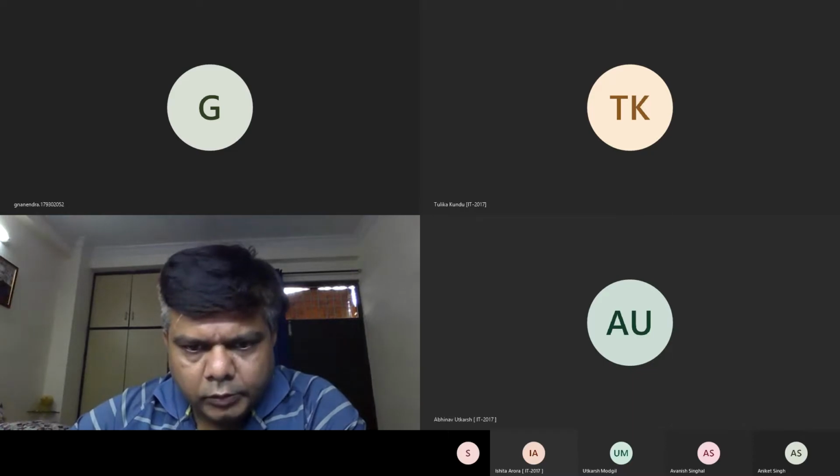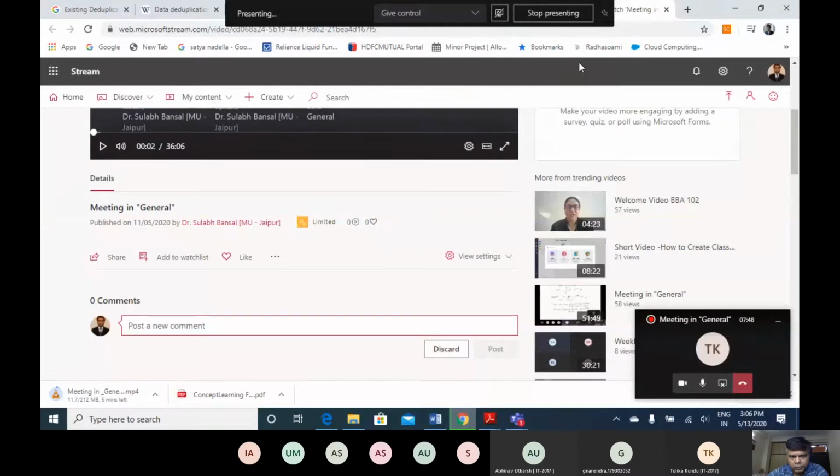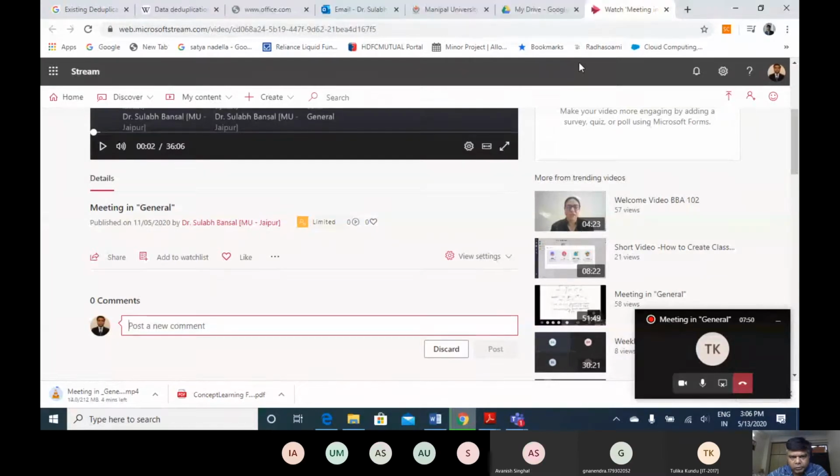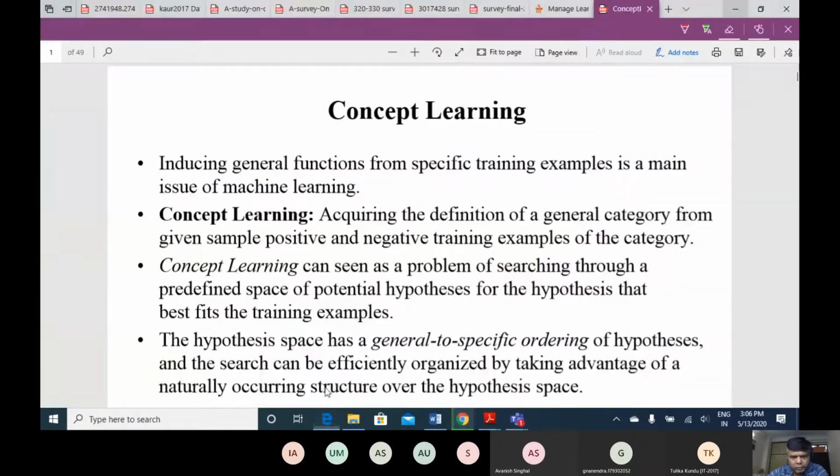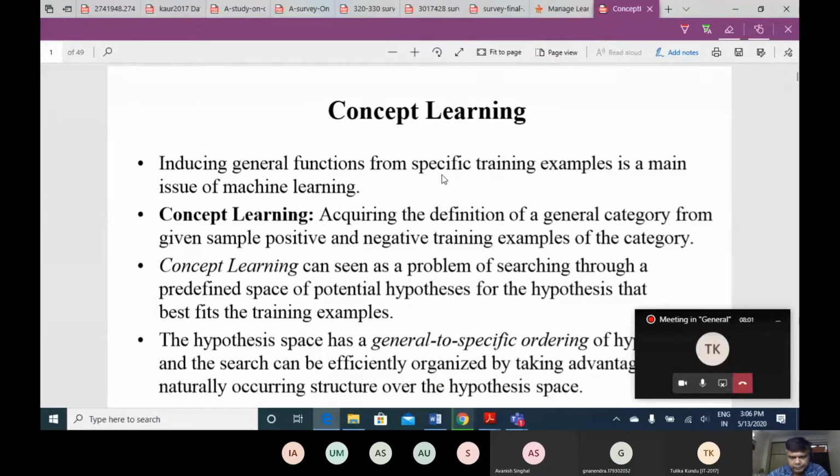So today we are going to learn a different technique of learning, and that is called concept learning. First, I'll introduce what we mean by concept and how we can represent a concept. For example, we want to represent a concept bird. So how can we define that concept?